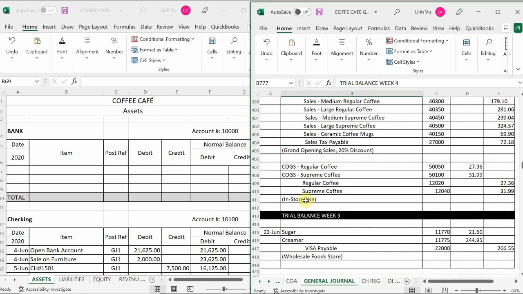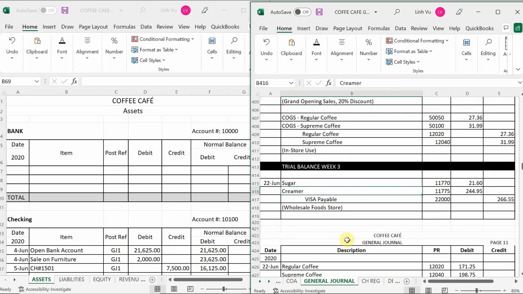And that's why it's good to break up the trial balances between weeks, because then you can say, well, at least I know that from June 20 up to the 21st, those are all good because my debits and credits match. So I made a mistake between the 22nd and the 28th. So you do have to go through your journal one at a time to find out where that mistake is. Okay, yes.